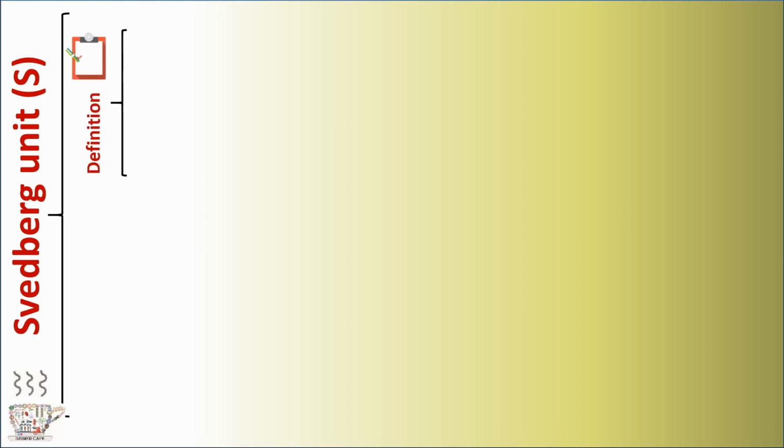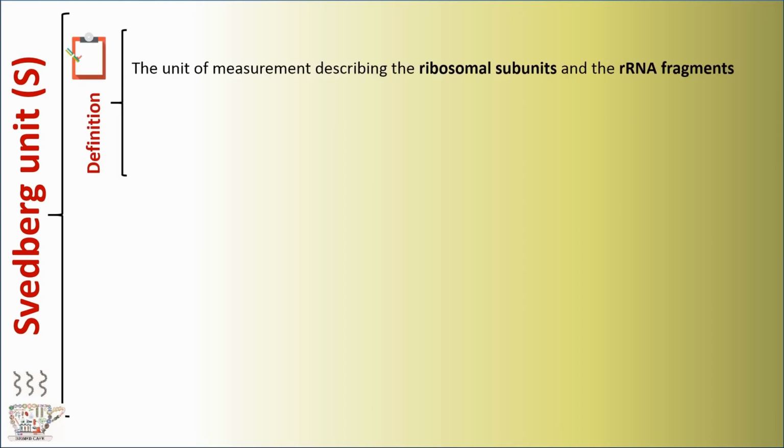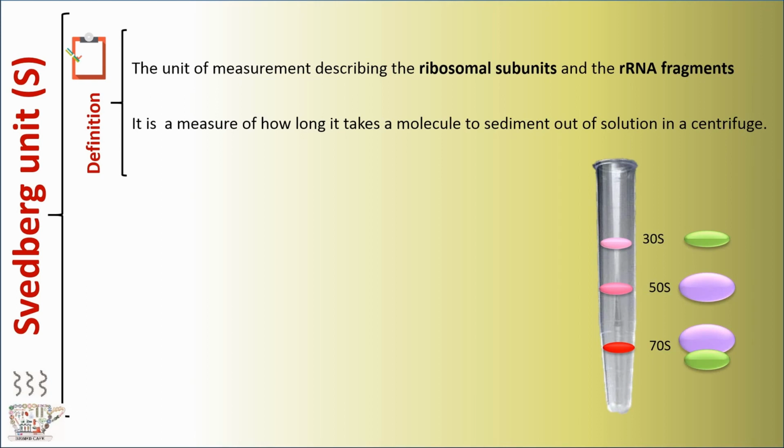Svedberg unit or S is the unit of measurement describing the ribosomal subunits and the RNA fragments. It is a measure of how long it takes a molecule to sediment out of solution in the centrifuge. The larger the molecule, the larger the S number.